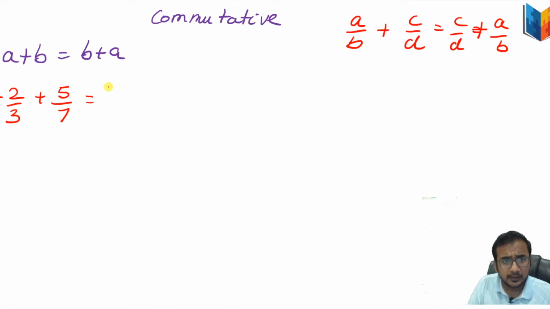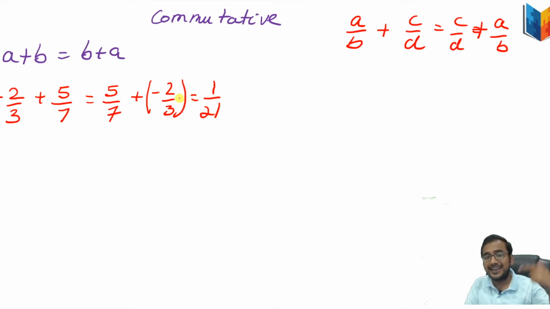So if I see, it will be 5 by 7 plus, in brackets, minus 2 by 3, the value you will get as 1 by 21 only. So if you calculate, it is the same. So yes, we will put a tick for addition. Now let us go for subtraction.